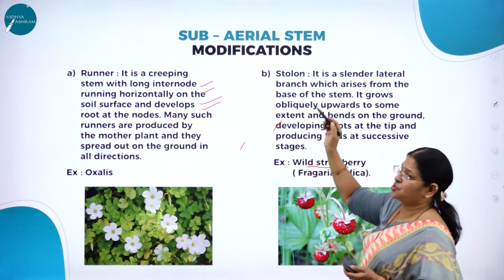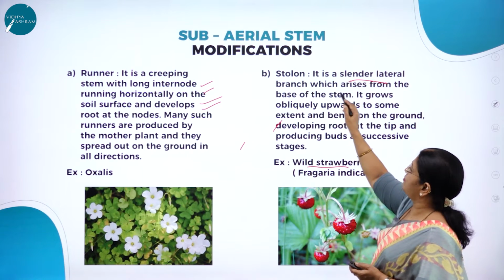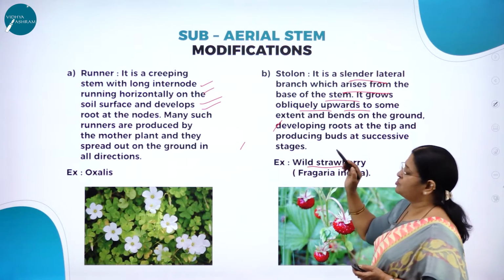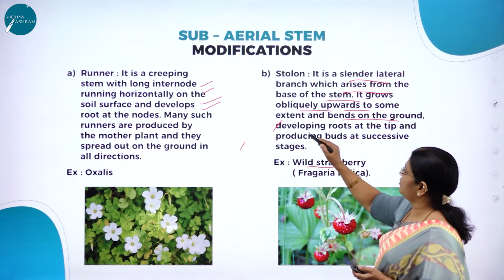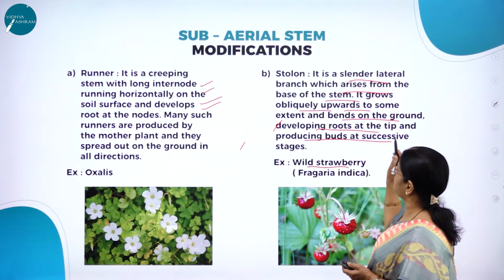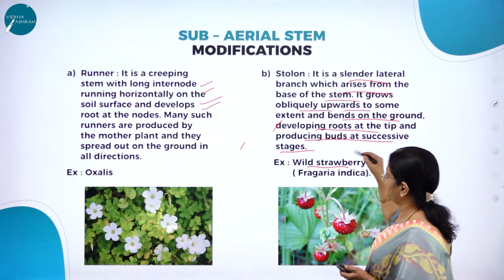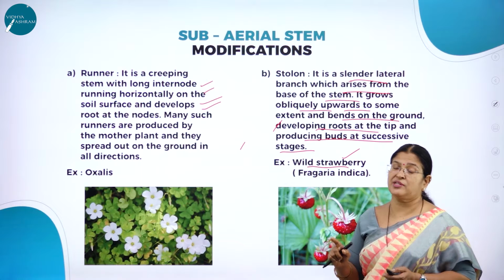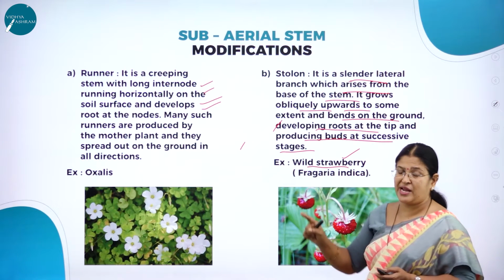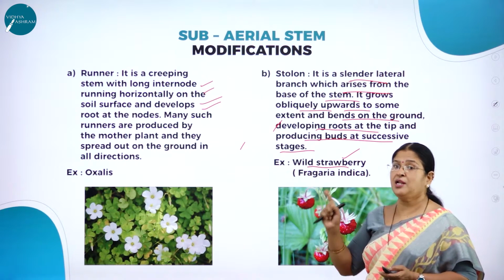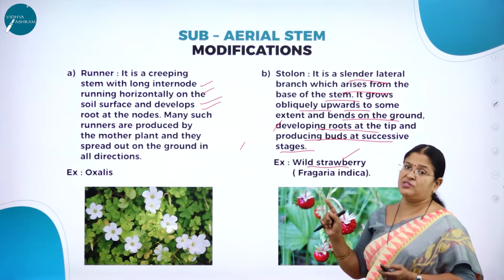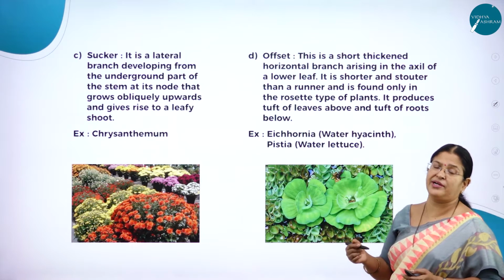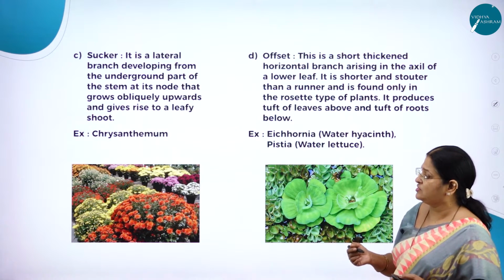Then moving on to the stolon. It is a slender lateral branch which arises from the base of the stem, and it grows obliquely upwards to some extent and bends on the ground, developing roots at the tip and producing buds at successive stages. Example is wild strawberry. So for subaerial stem modification, what are the examples you are going to give? One is runner. For runner, what is the example? Oxalis. For stolon, what is the example? Wild strawberry.